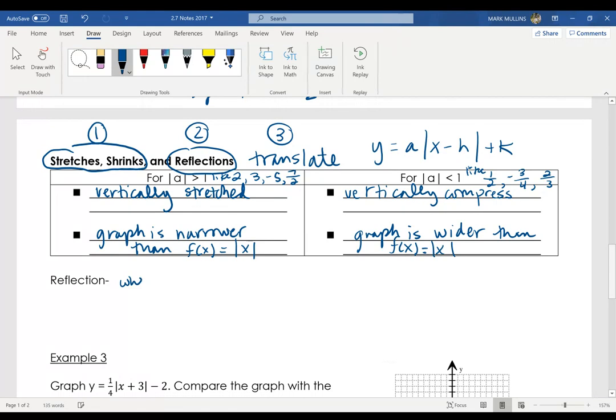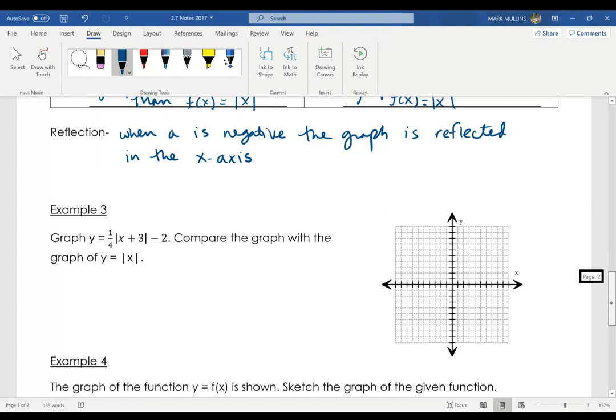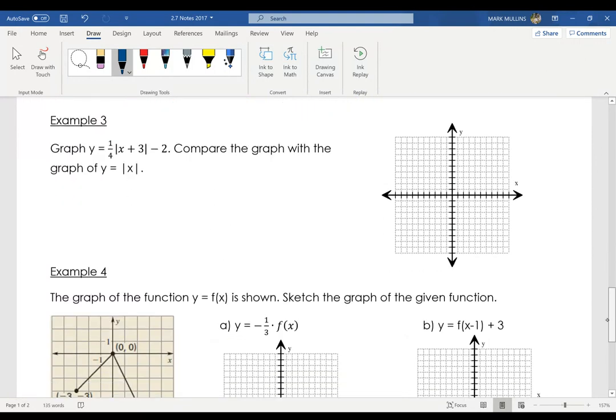Reflection, when a is negative, the graph is reflected in the x-axis. So scrolling on here, I'm getting way better at the scrolling and writing. I just want to point that out.